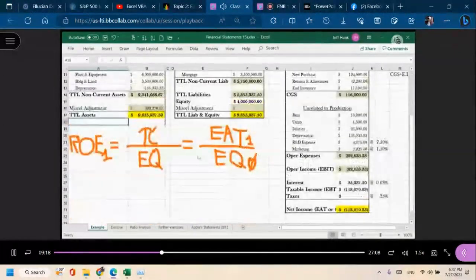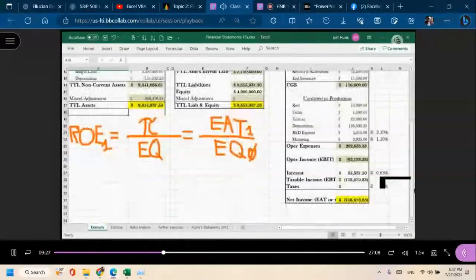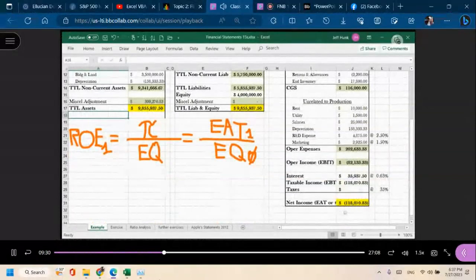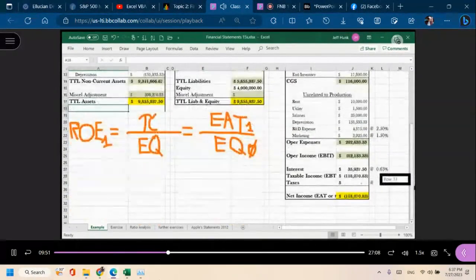And the reason for the change is due to the operating activity, and the operating activity is recorded in the income statement. This net income, net profit, or EAT, is recorded at the end of the year. It's the result. Think about it: you cannot have fruit at the beginning of the year. The harvest will come at the end of the year. So this net profit is as of the end of the year.